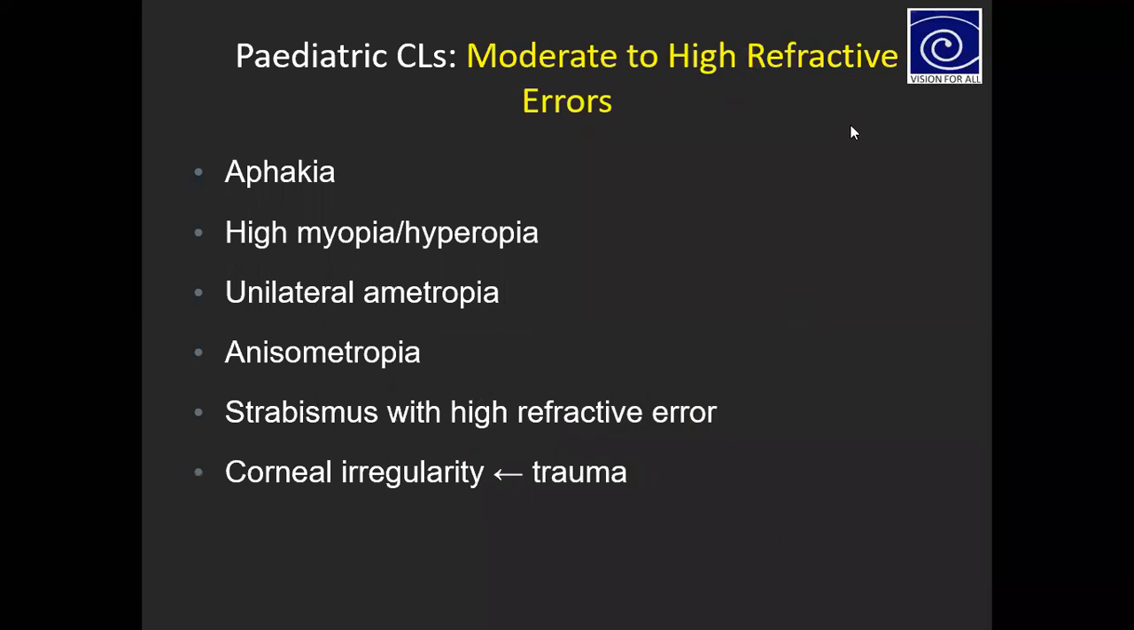So some of the areas where we can think about giving contact lenses in pediatrics. Aphakia is the first and foremost indication for giving contact lenses in children. Aphakia could be because of trauma, or because of congenital cataract. So there is a congenital cataract, and then the child has to be operated on for the cataract.